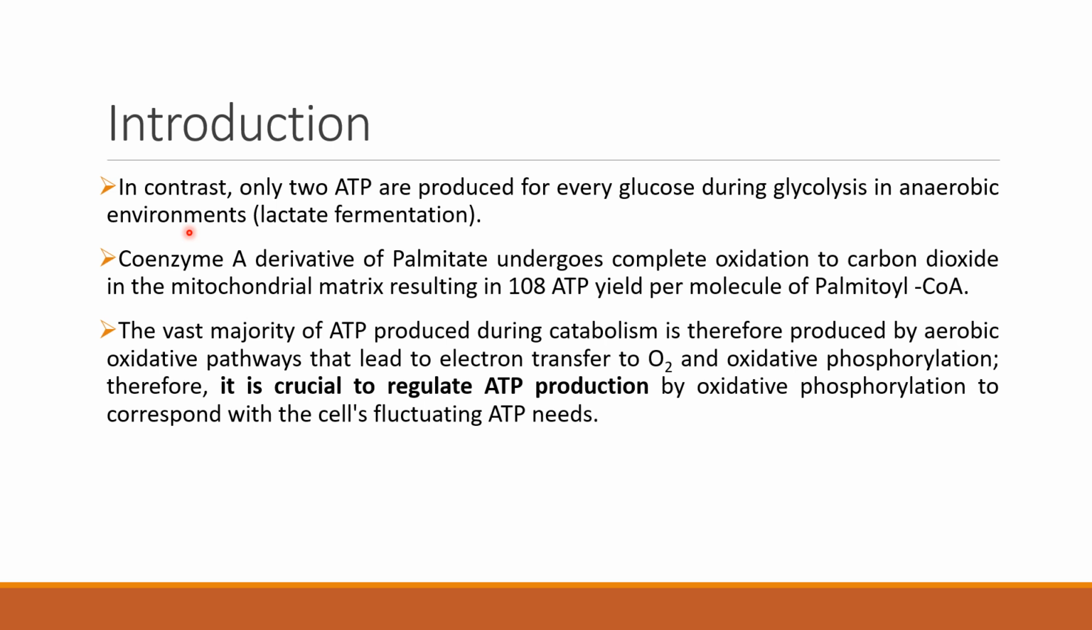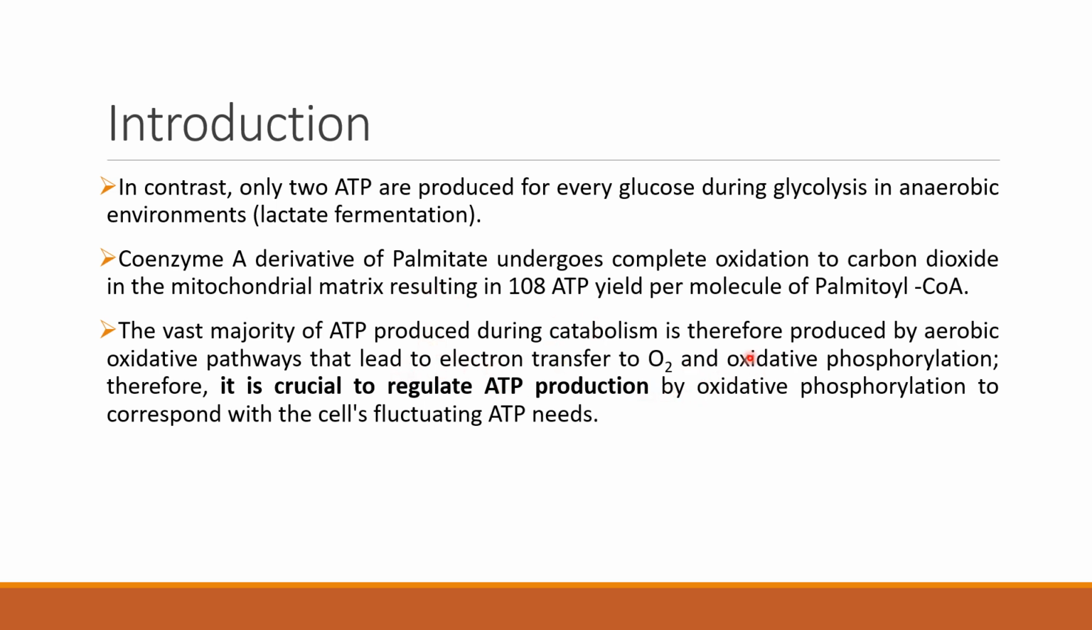But when you look at the anaerobic environment, as you see in the lactate fermentation, the amount of ATP produced per glucose molecule after it enters glycolysis will be very less. It is just 2 ATP molecules. The other variation is when a coenzyme A derived palmitate is completely oxidized, the amount of ATP produced per molecule would be 108 ATP. So you see that there is a vast variation with respect to ATP produced during catabolism under aerobic oxidation pathways. All these will be leading to electron transfer to oxygen and oxidative phosphorylation.